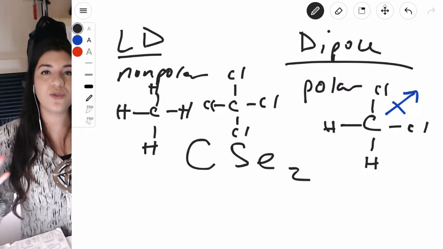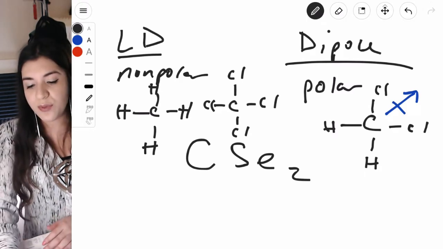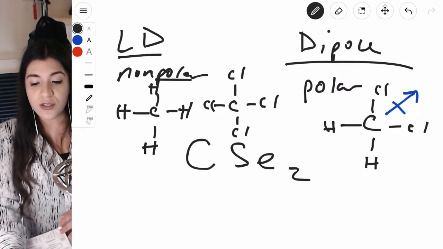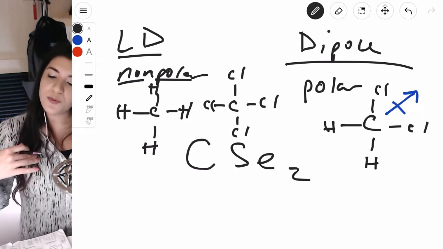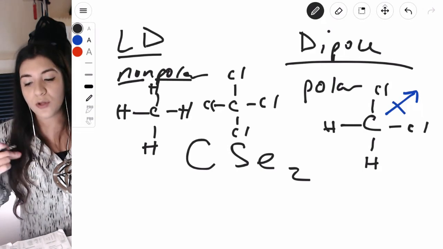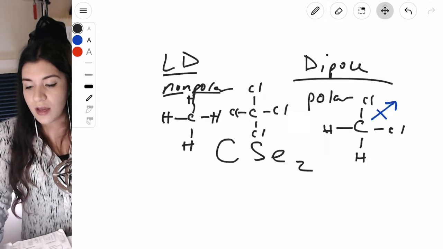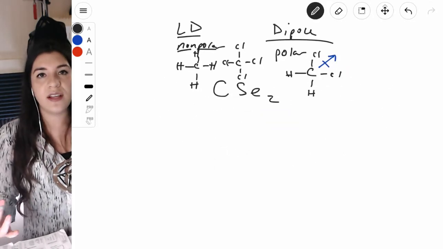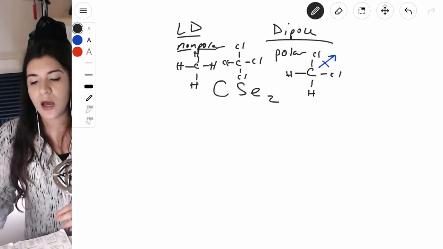Well, nobody's going to win because it's equal strength or equal forces. So that's why it would have been nonpolar, since it all cancels out. So that's the main difference between London dispersion and dipole-dipole. Now, if we were to look back at this question, let's see, is there going to be polarity? That's kind of the main difference.